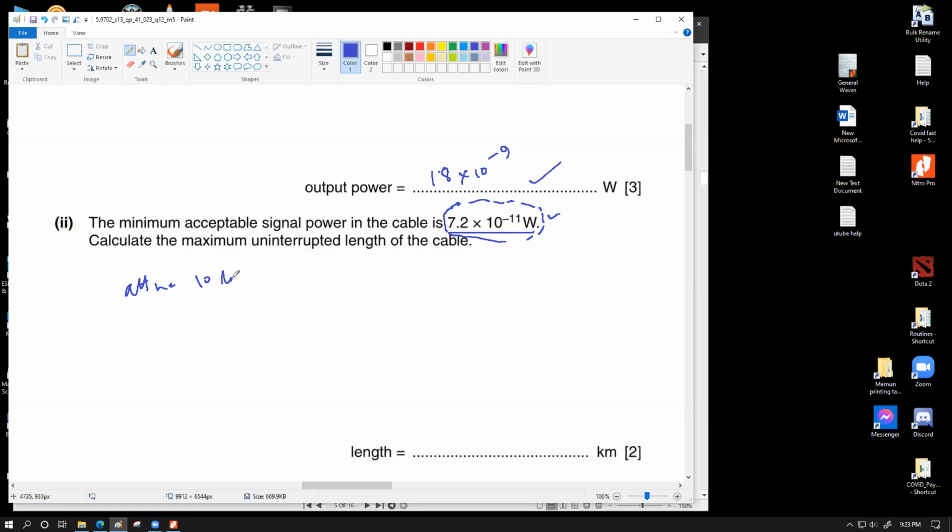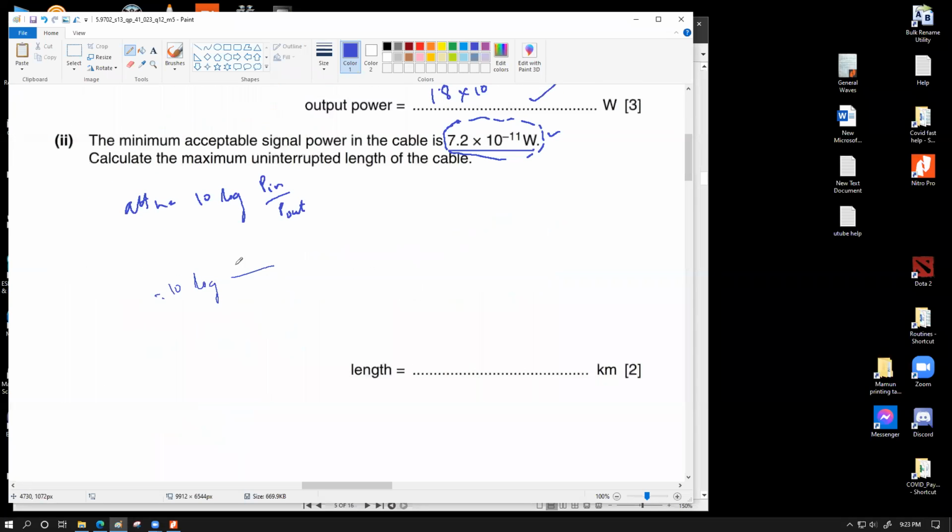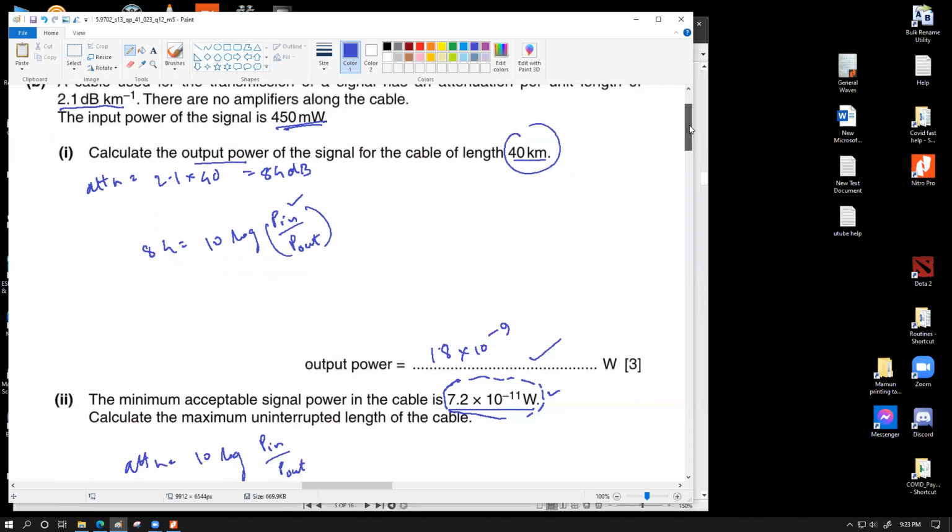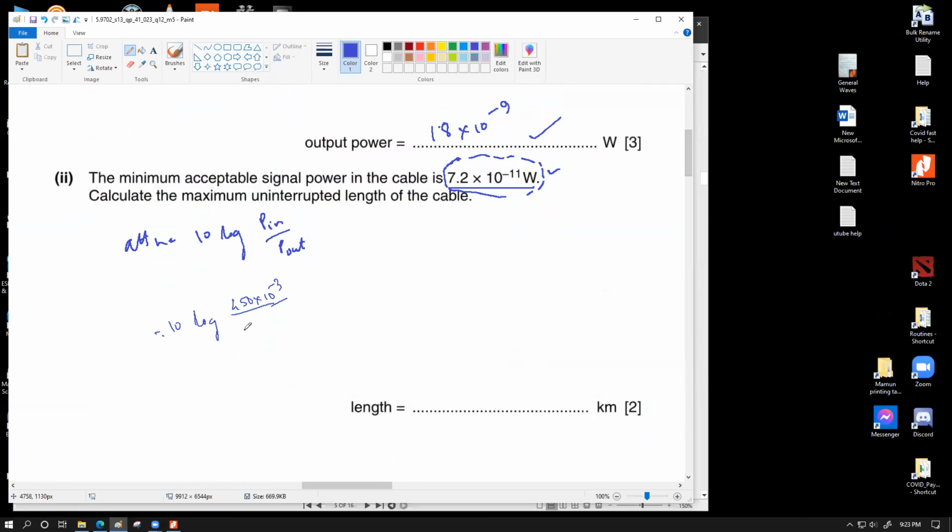So এখানে attenuation হচ্ছে 10 log P in by P out. That gives us 10 log, এখানে P in কত ছিল 450 milli আর P out হচ্ছে 7.2 into 10 to the power minus 11. দেখো তো এটা কত আসে?